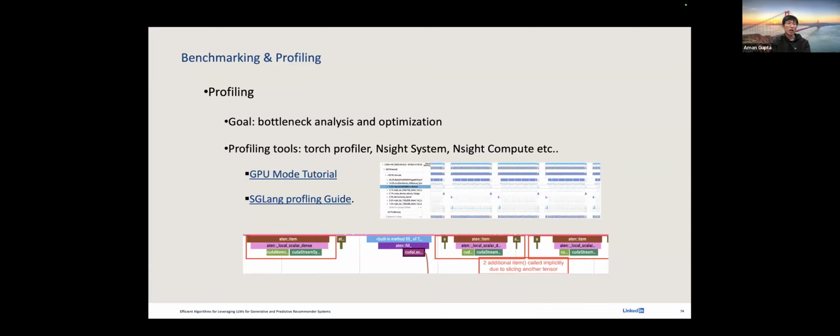And if you want an in-depth understanding of each kernel's performance, some cycles and stall times, you probably need Insight Compute in order to understand. We provide two links here. One is from the GPU MODE tutorial, another is the SGLang profiling guide, which you can refer to in order to understand each of them.